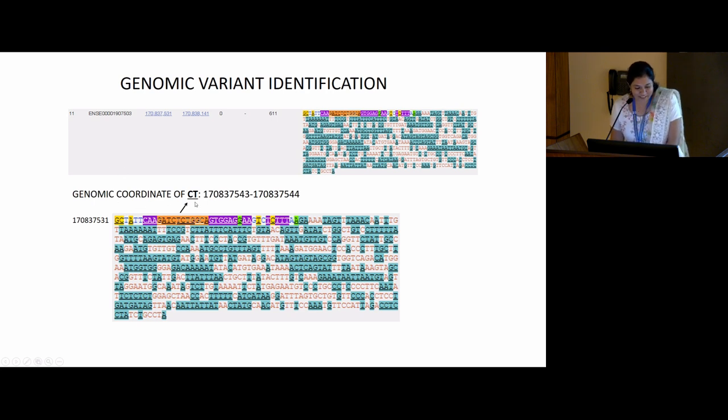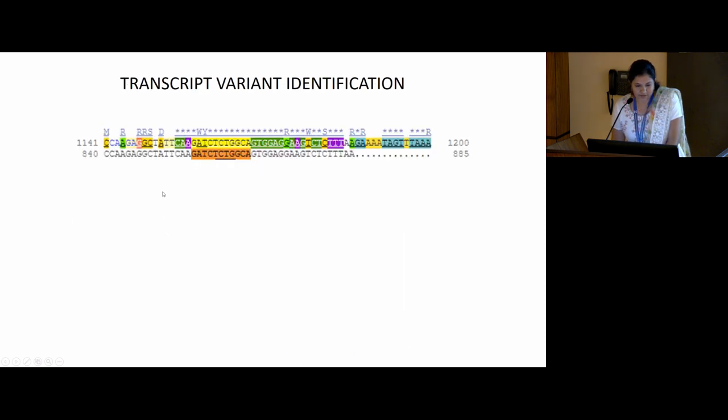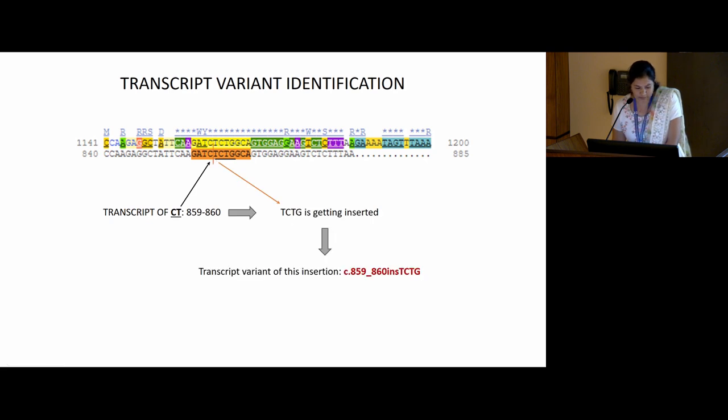So the genomic coordinate of CT is 543, 544, and TCTG is getting inserted between C and T. So the genomic variant of this insertion will be 543, 544 insertion TCTG. Then the same with transcript variant identification. The transcript coordinate of CT will be 859, 860. TCTG is getting inserted between that, and the transcript variant of this insertion will be 859, 860 insertion TCTG.